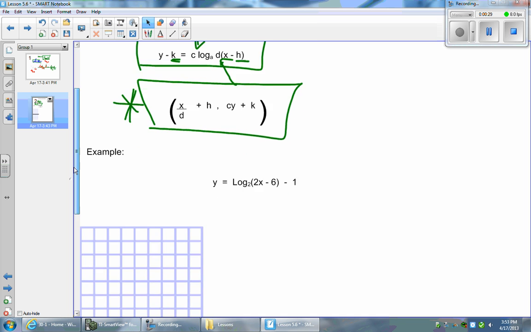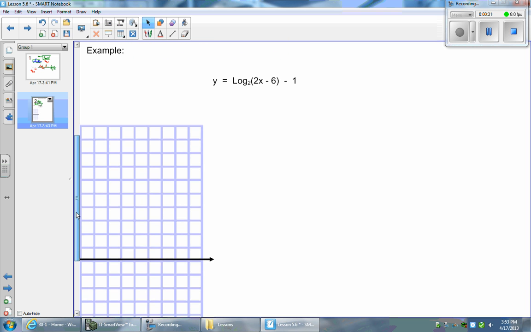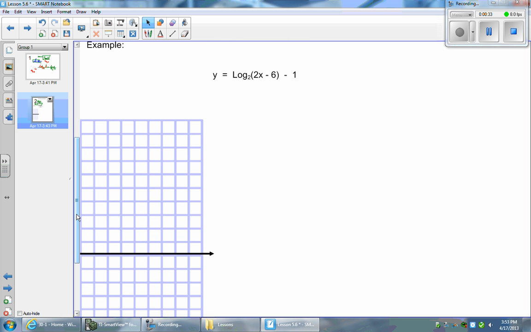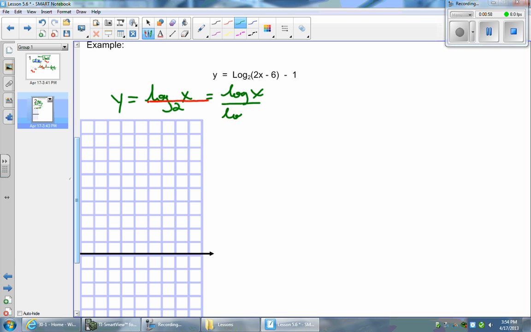So I got a beautiful question for you right here. Look, you got an example, log base 2 of (2x minus 6) minus 1. Well, wait a second. Let's look at the root of this. The root of this will be y equals log base 2 of x. Now, you know and I know we can do a change of base in this guy. So you know and I know this is going to be log x over log 2. Beautiful.